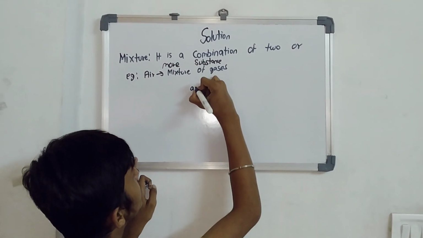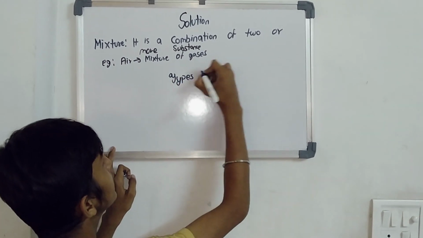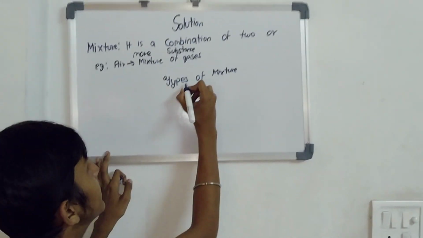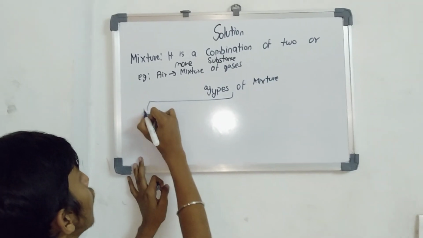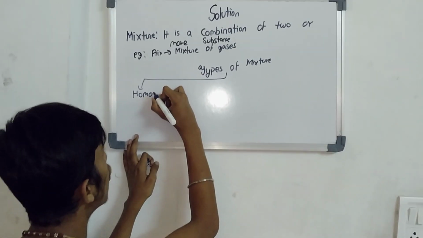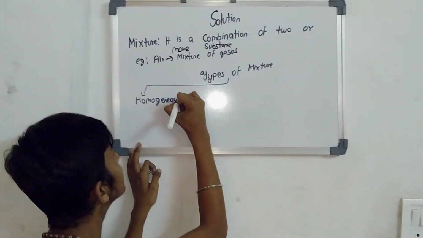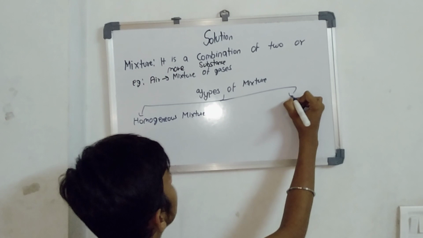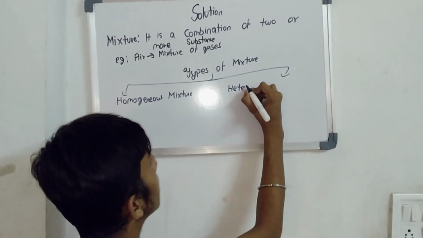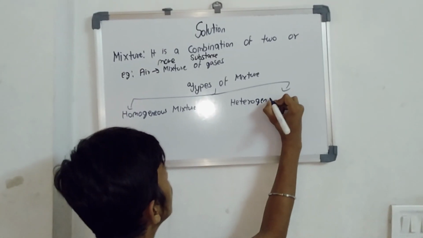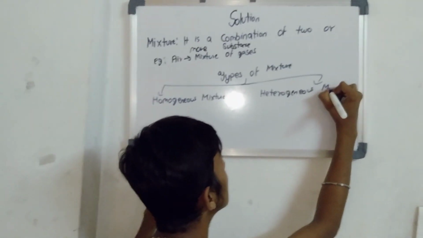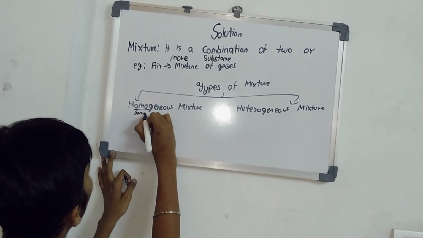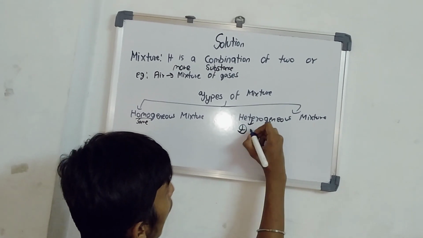Types of mixture. Basically, mixtures are of two types. Homogeneous mixture, and the second type is heterogeneous mixture. Homo means same and hetero means different.